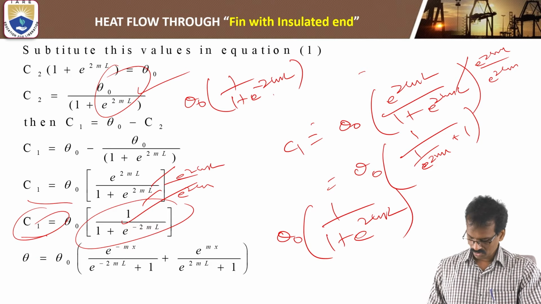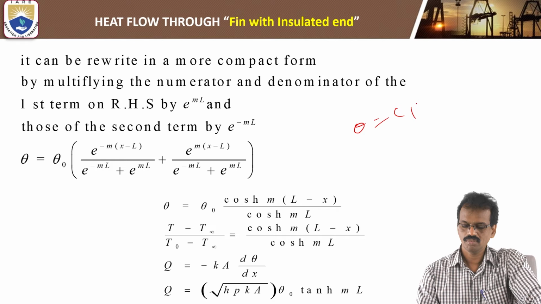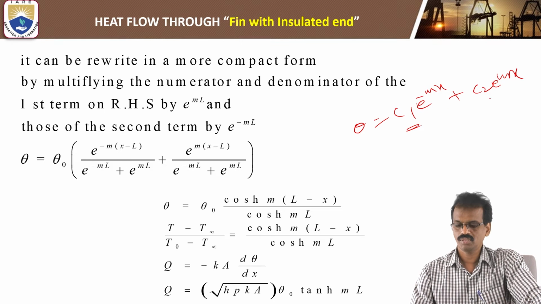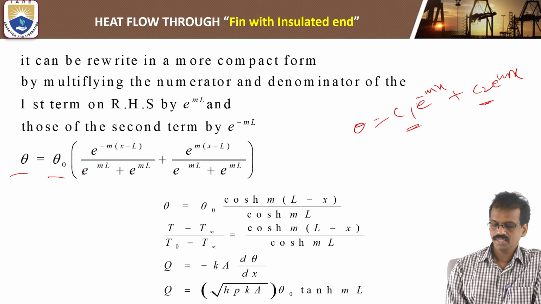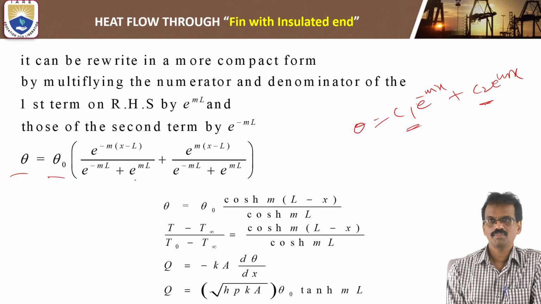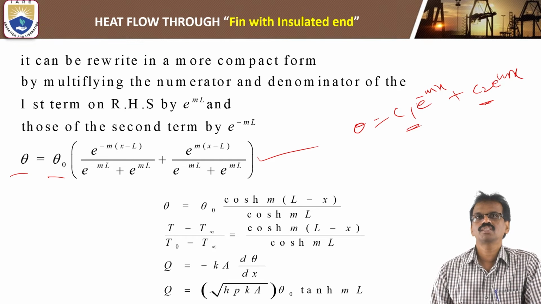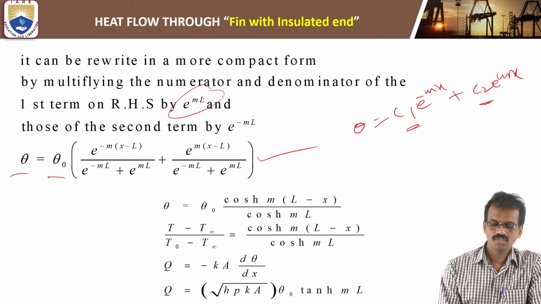So you know that general equation: theta is equal to C1 e to the power of minus mx plus C2 into e to the power of mx. Okay. So if you substitute the C1 and C2 values, we will get this equation. Theta is equal to theta naught into e to the power of minus m into x minus l by e to the power of minus ml plus e to the power of ml. This is the term we will get if you substitute the C1 and C2 values in the general equation. And it is also multiplied with e to the power of ml.